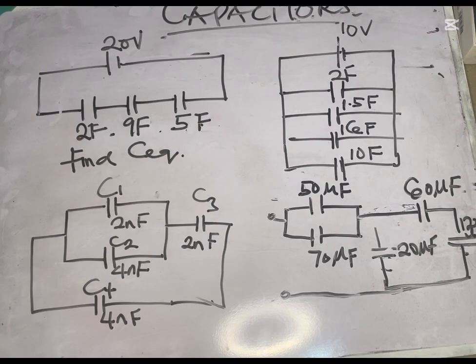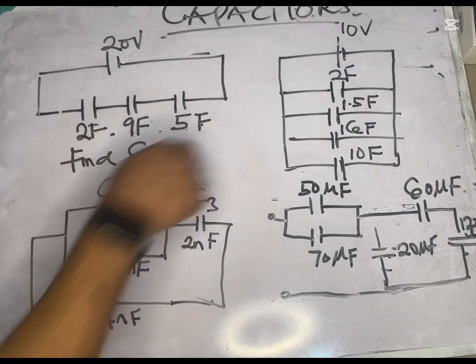So guys, we'll be looking at capacitors now. These are different circuits, but we have to first lay a foundation of what capacitors are. Capacitors are devices which store charge in a circuit. They are not like resistors that resist the flow of current. Their function is to store electric charge in a circuit. Now we'll be looking at how they are connected in series and parallel. This is series connection, this is parallel connection.